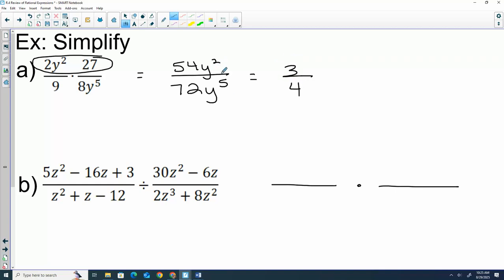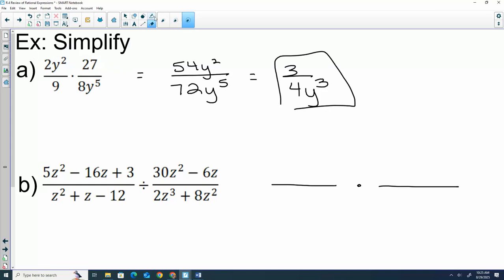Think about our y's. If we have 2 on top and 5 on the bottom, what do we end with? 3 on the top or bottom? Bottom, because there were more there to start with. If you had reduced first, you could have started canceling out things here and said, okay, well, 2 and 8, that would leave a 4. 27 divided by 9 is 3, and work that way as well.